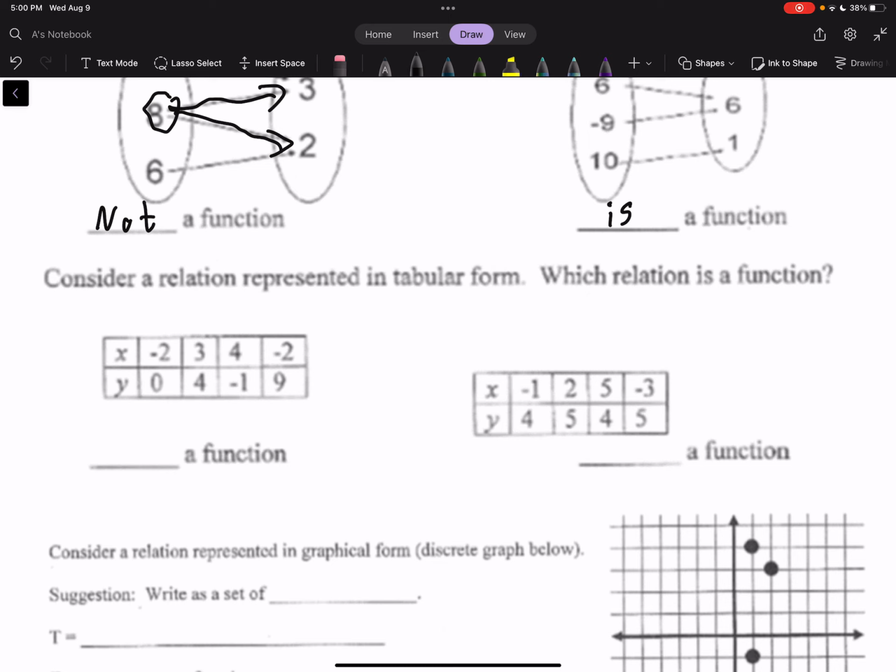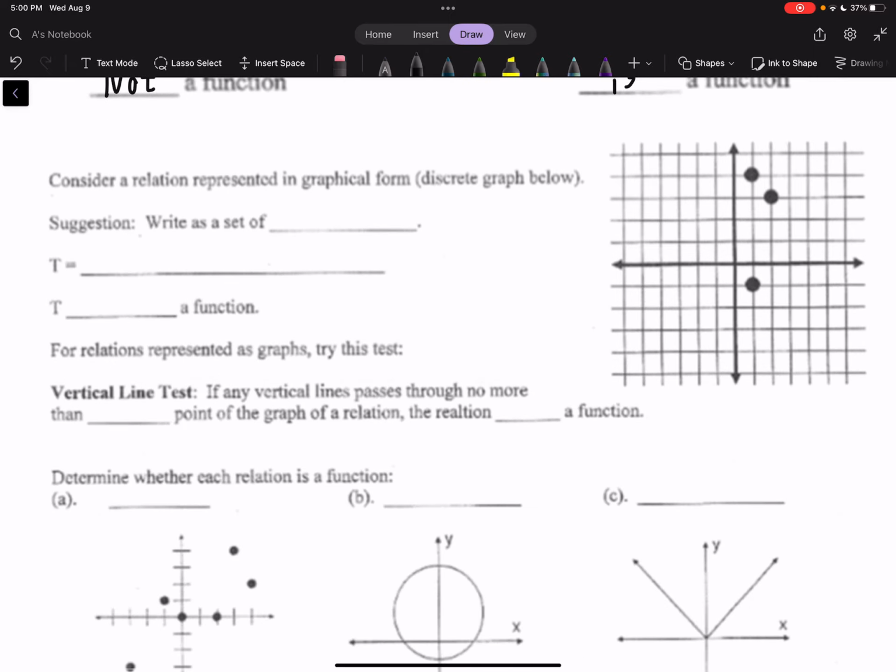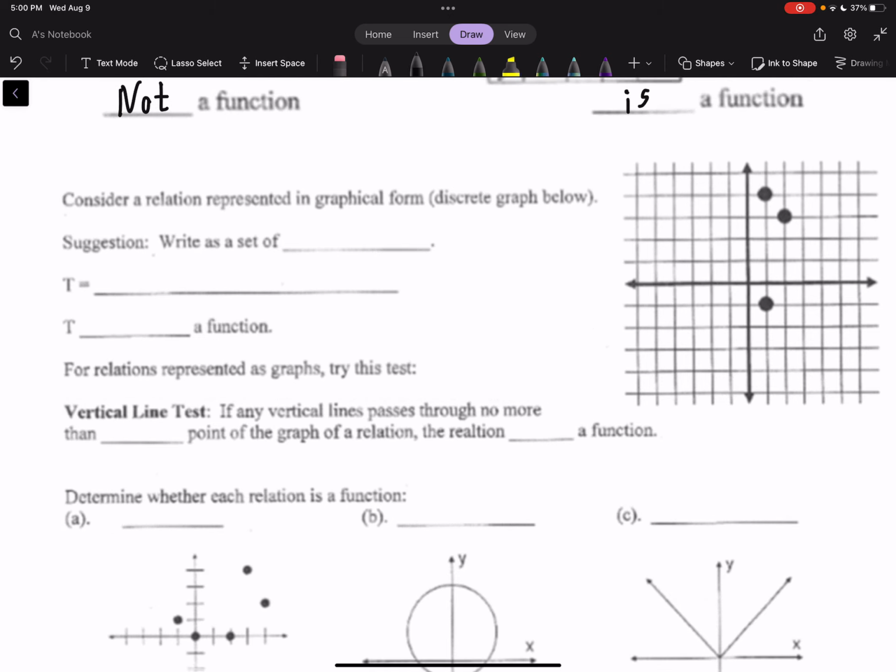Let's look at the tables here. We have -2s that repeat in this one. Not a function. We have no repeating x values in the second table, so it is a function. Consider a relation represented in graphical form. Suggestion. Write as a set of, and we're going to write it as ordered pairs.